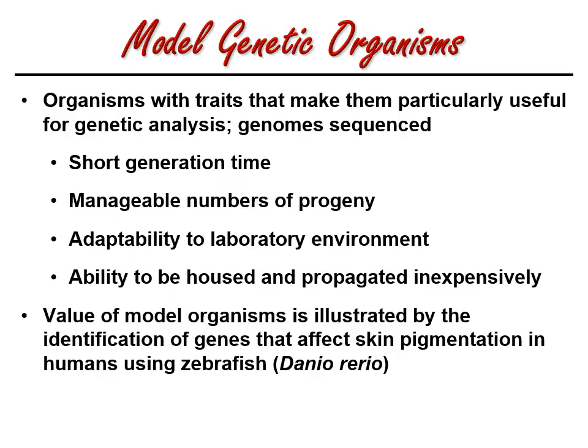All right, so basically the value of a model organism is illustrated by the identification of genes that ended up affecting skin pigmentation in humans using zebrafish, right? Regular old zebrafish. You can get zebrafish at pretty much any pet store, and they are very common, and they are also very good to use in a laboratory setting. So here's the thing about them. They have a short generation time, a manageable number of progeny, and they are extremely adaptable to the laboratory environment.